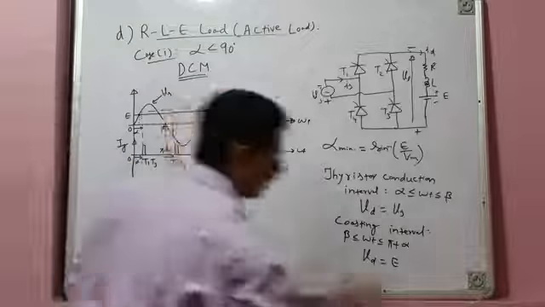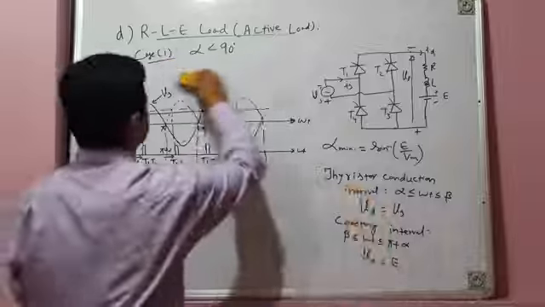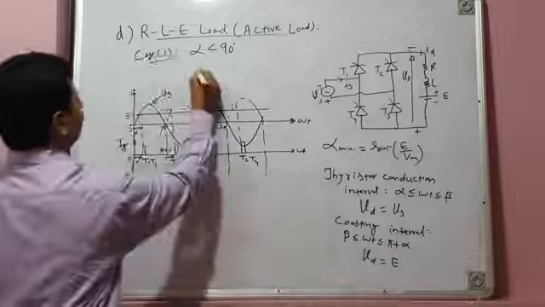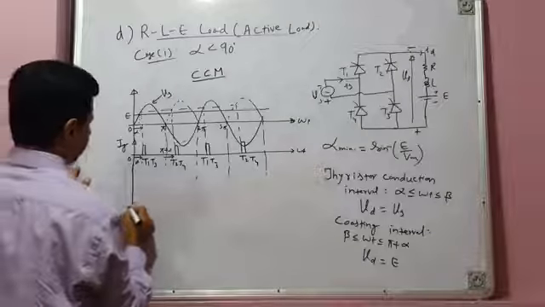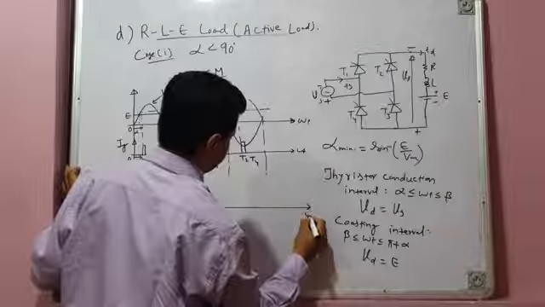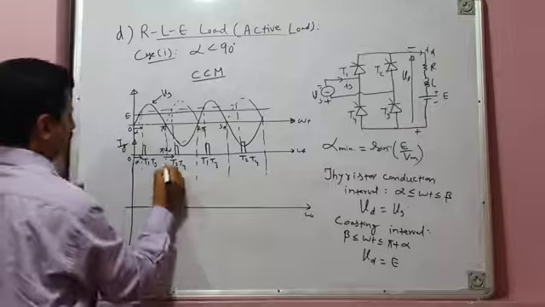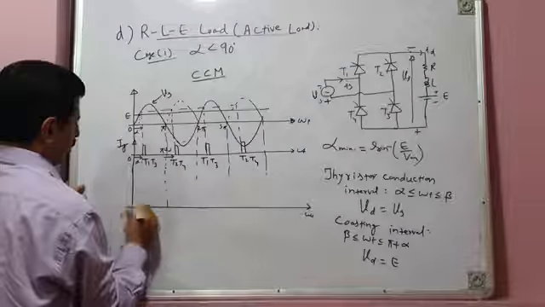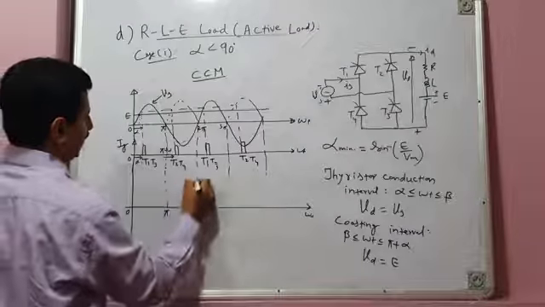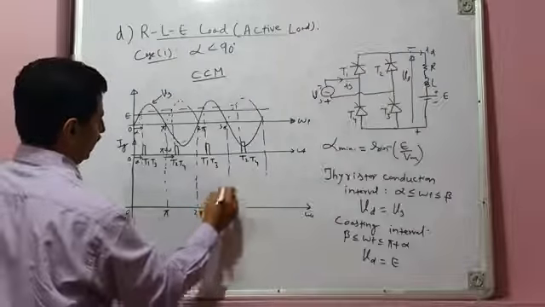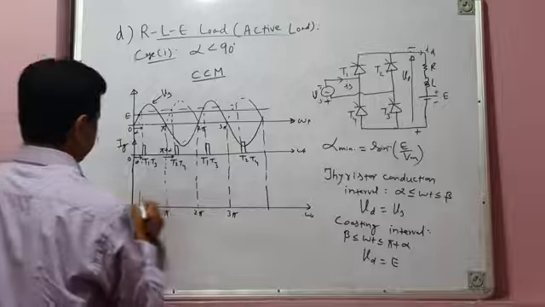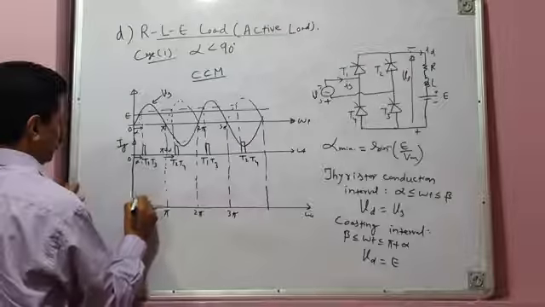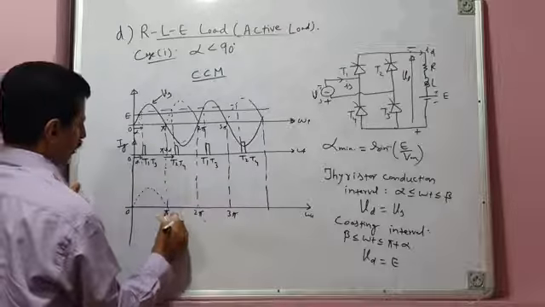Now let us take the second case. For alpha less than 90 degrees, let us go for continuous conduction mode of operation, CCM. Assuming that current is continuous, it is not becoming discontinuous at all. So this is 0 crossing 0, this is pi, this is 2 pi, this is 3 pi, this is 4 pi, and so on. And load voltage waveform, we have to draw the load voltage waveform.